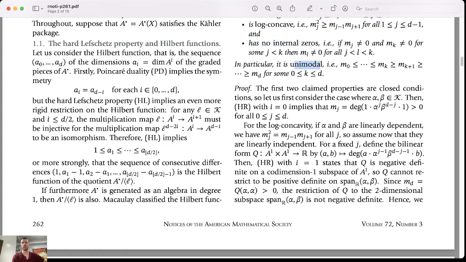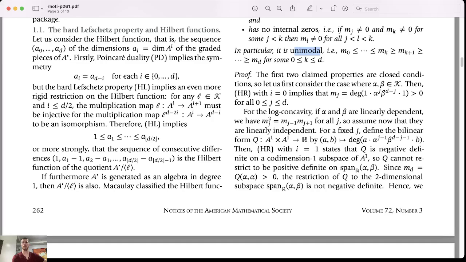m_0 less than or equal to ... less than or equal to m_k bigger than or equal to m_(k+1) bigger than or equal to ... bigger than or equal to m_d for some 0 less than or equal to k less than or equal to d. Which reminds us of the monotone increasing shape of that figure 1 above.